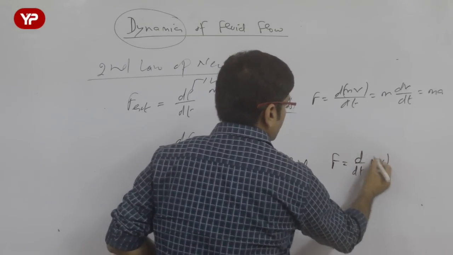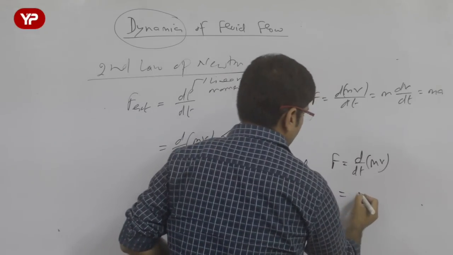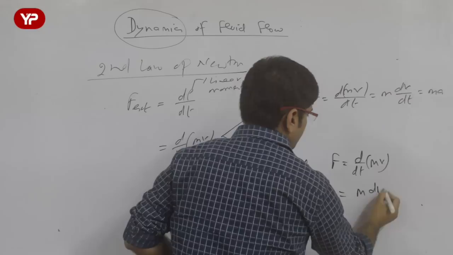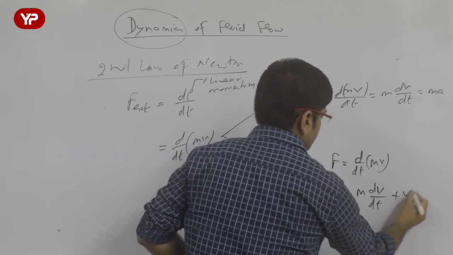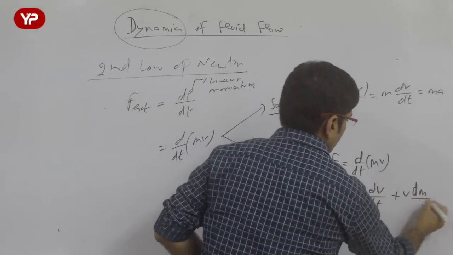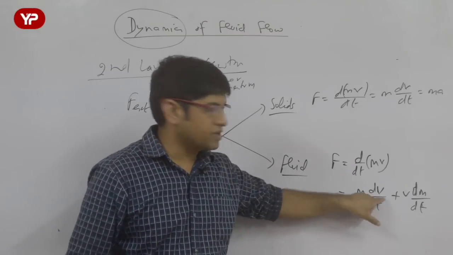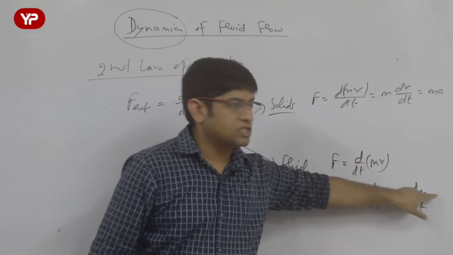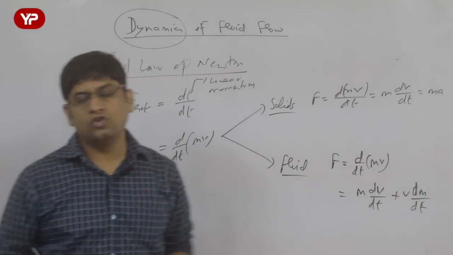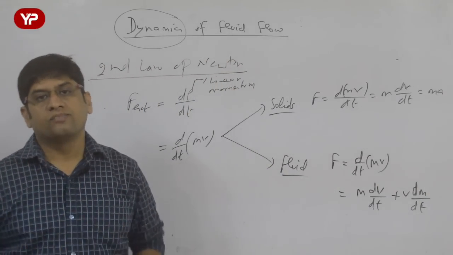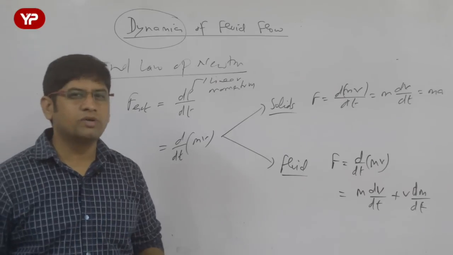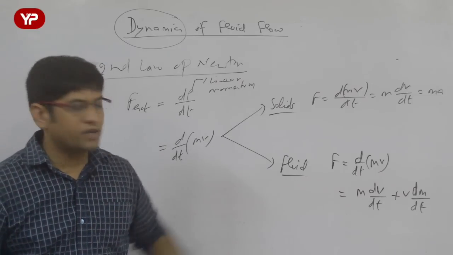Let us say it is mv. Now mathematics tells me that d(mv)/dt is equal to m dv/dt plus v dm/dt. That means first factor times differentiation of the second, plus second times differentiation of the first. This is how you open it up if mass and velocity are both assumed to change with respect to time.